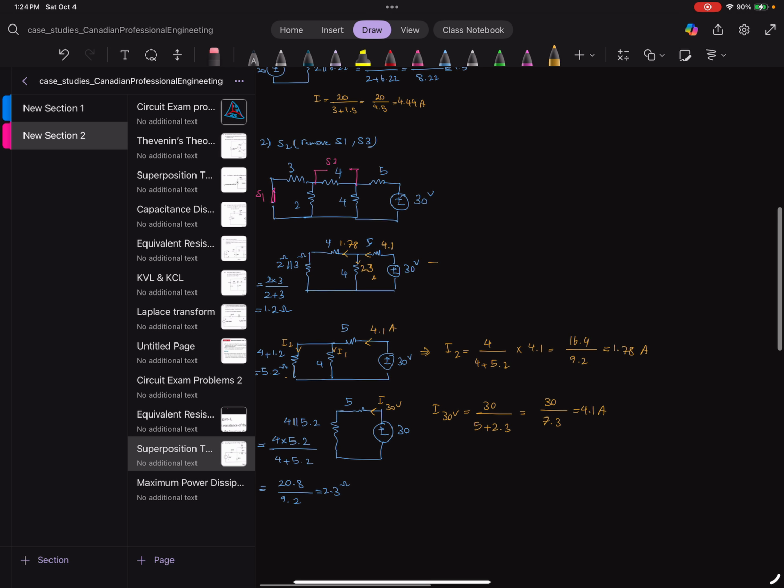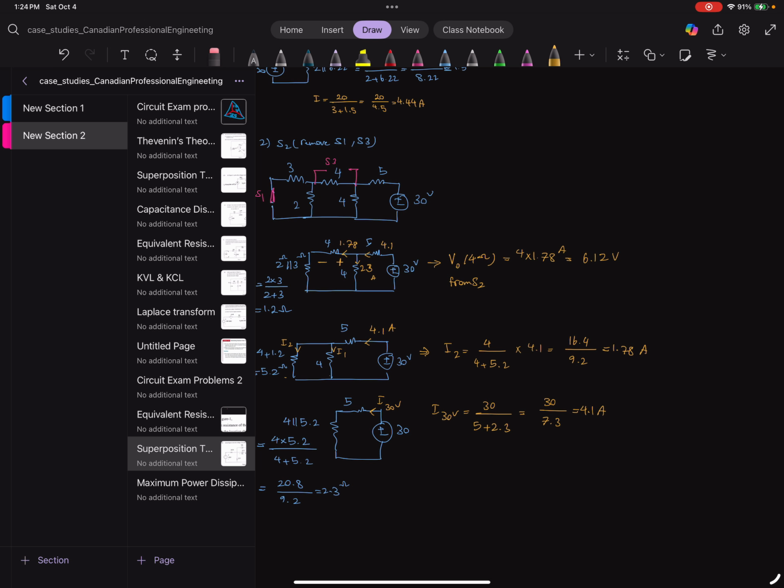So now V naught, or V of the 4 ohm from S2, is about, plus minus this way, 4 multiplied by 1.78 amp, which is going to be 6.12 volt, if I'm not mistaken.